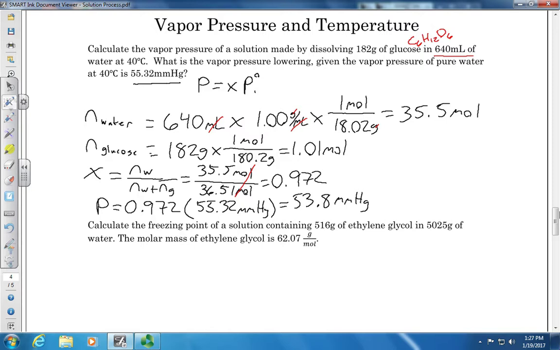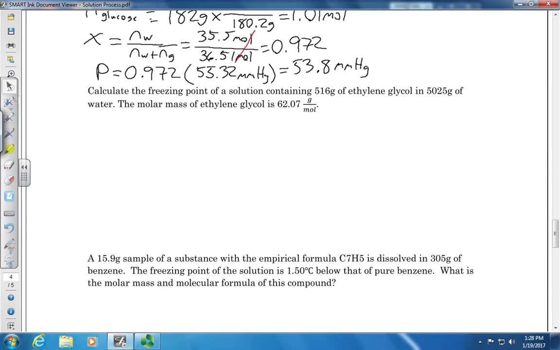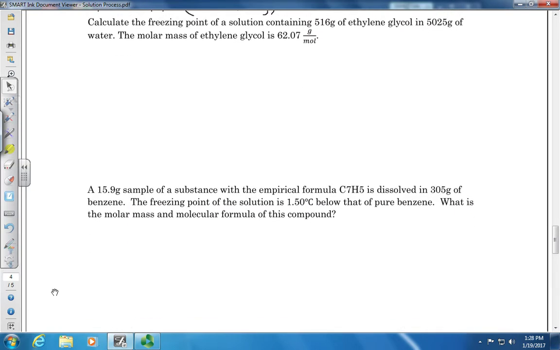Let's take a look at another problem dealing with vapor pressure and temperature. We're asked to calculate the freezing point of a solution containing 516 grams of ethylene glycol in 5,025 grams of water, with the molar mass of ethylene glycol being 62.07 grams per mole. So we need to find the freezing point of the solution.